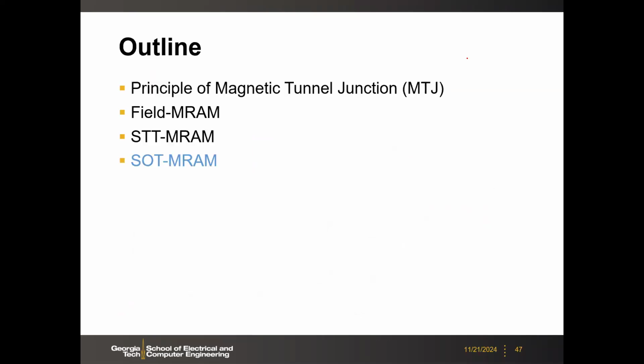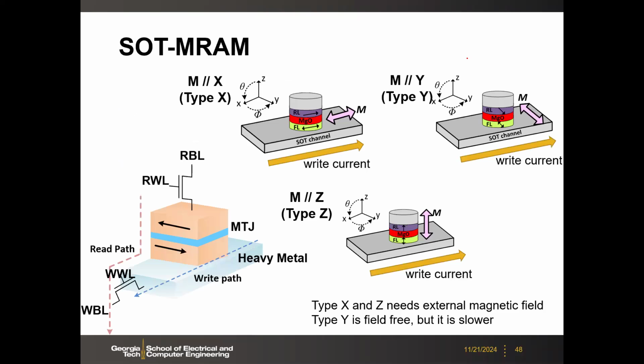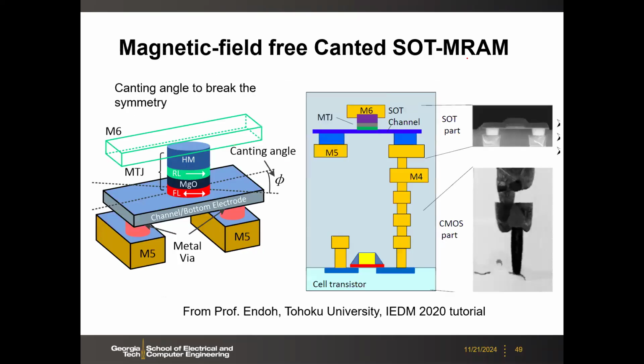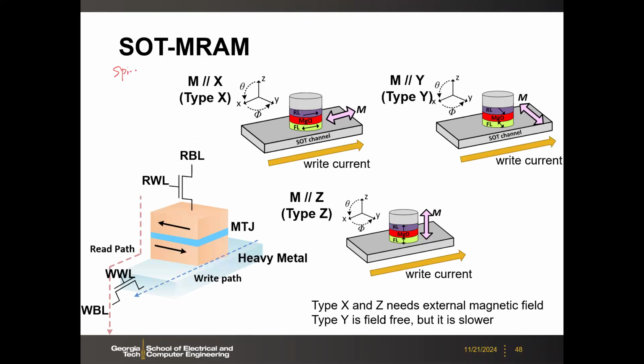So in the last few minutes, we're going to quickly go over the third generation of MRAM. This one is still under development. There's no commercial offering yet. This is called SOT, which is spin orbit torque. Here the difference is that they want to decouple the read and write path.